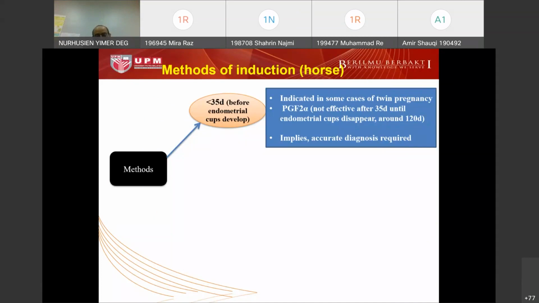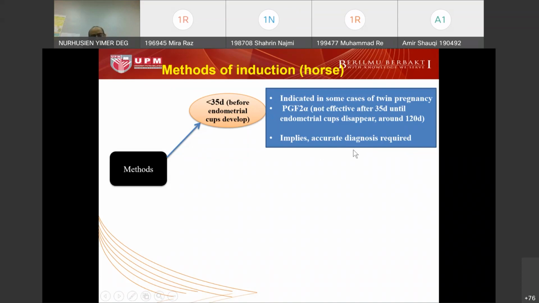So when you think of inducing parturition, you have to take this into account. For the period before 35 days, where the progesterone is coming solely from the corpus luteum, you can handle the induction process using prostaglandin alone. Of course, you have to diagnose the stage of pregnancy correctly for a good result of induction of parturition to occur.